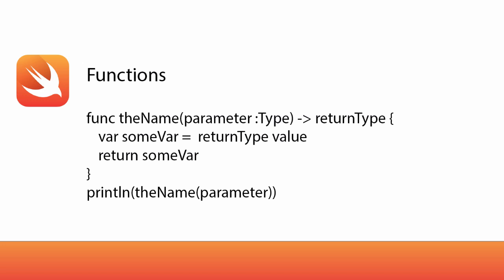Each function has a name, which tells you what tasks it will perform, and to use the function, you call it by its name and pass it input values, which are called arguments. So let's get going in our playground.